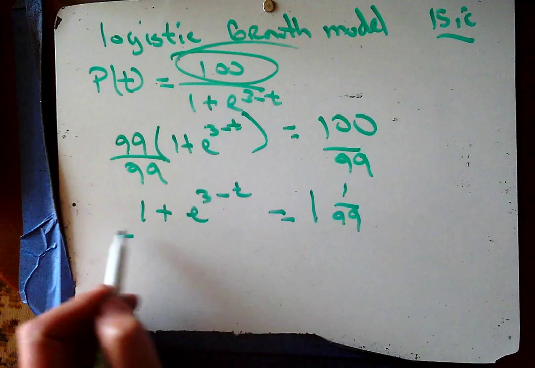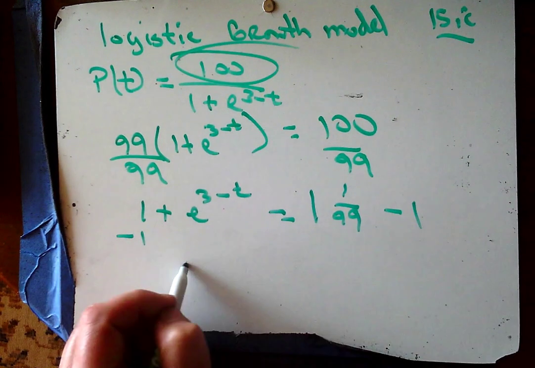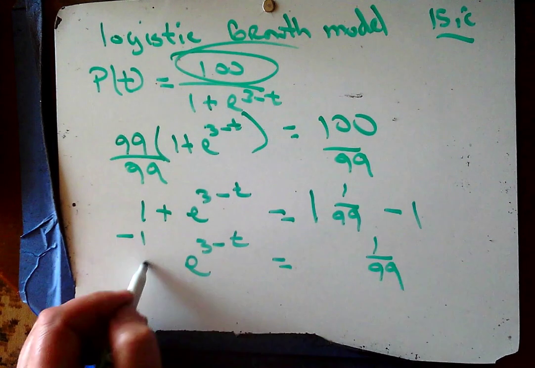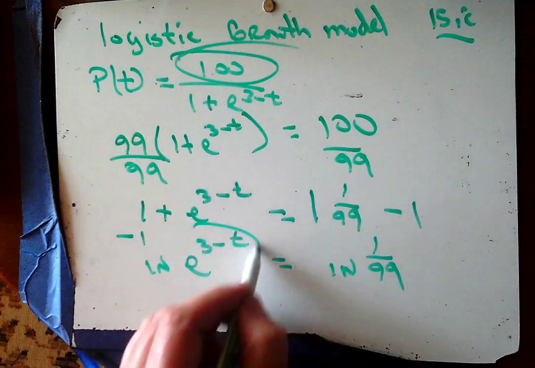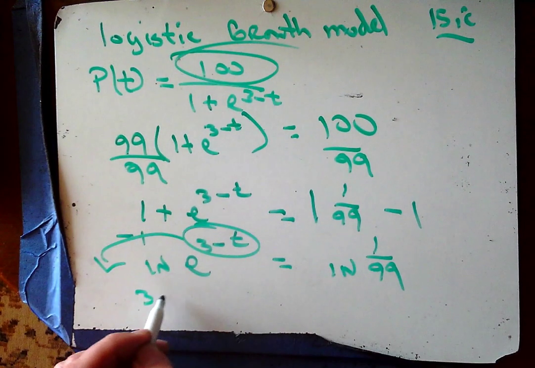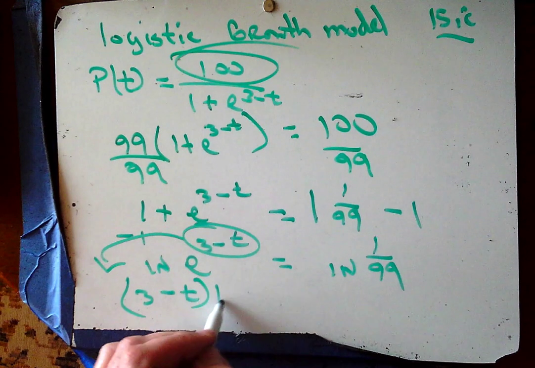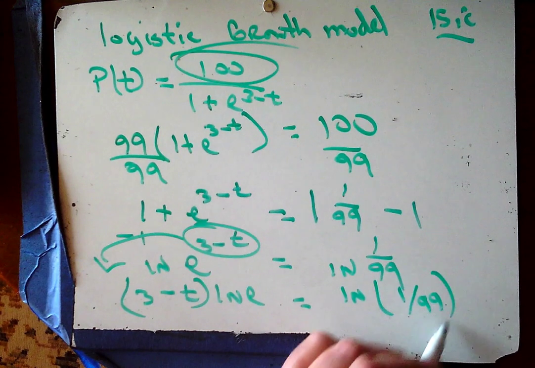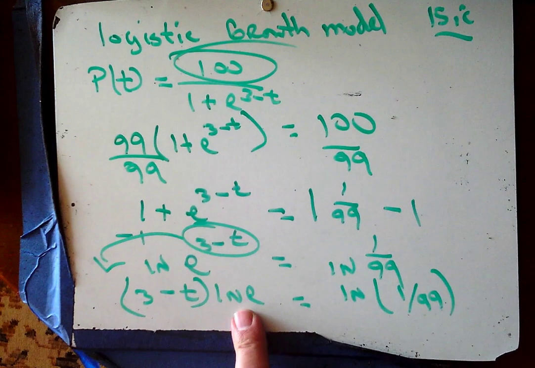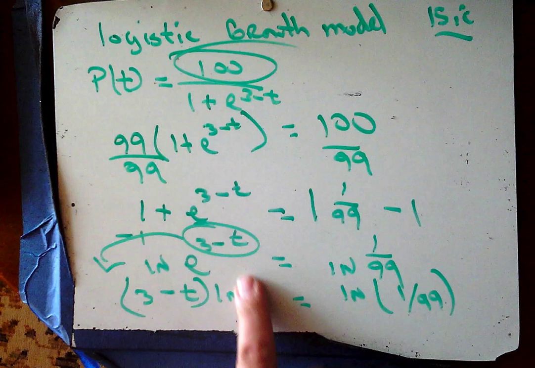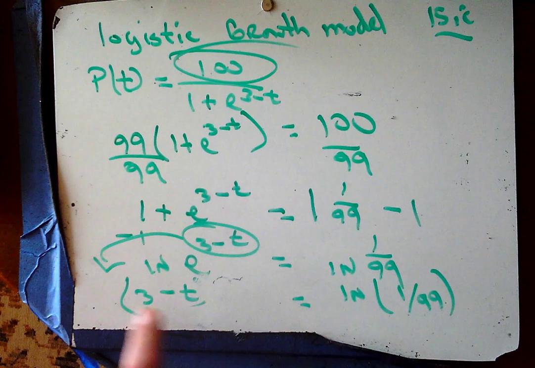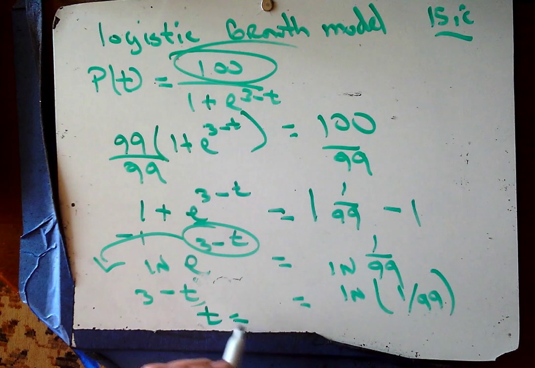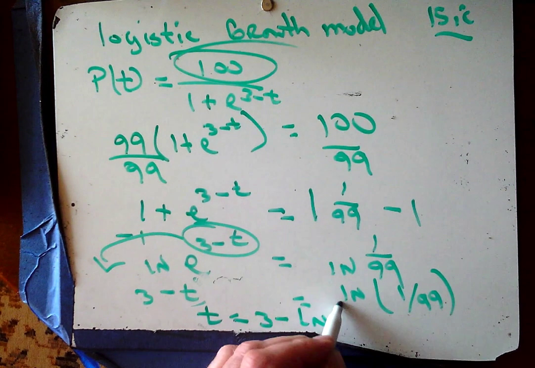The reason I wrote it that way is because now I'm going to subtract 1 from both sides. So e to the 3 minus t equals 1 over 99. I take the ln of both sides. I bring this power down. 3 minus t times ln of e equals ln of 1 over 99. Hey, what is the ln of e? Right, the ln of e is 1. We've said that a lot recently, haven't we? Okay, and so I know then that t will be equal to 3 minus the ln of 1 over 99.